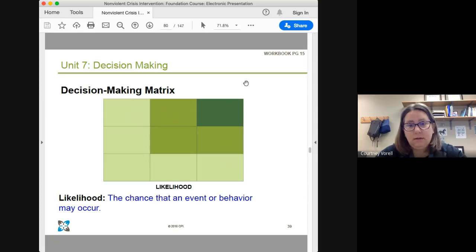The decision-making matrix works like this. On the x-axis, we have the likelihood, the chance that an event or behavior may occur. That's the likelihood. And then we have severity, or the harm that may occur, on the y-axis there. And it's at the different intersections of these two factors that tell us a lot about risk.